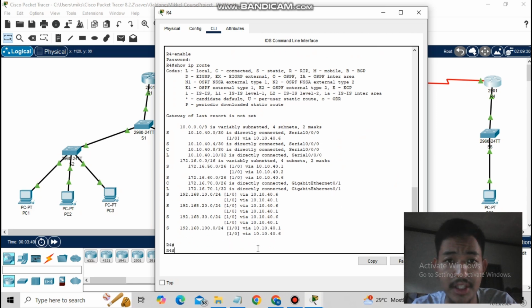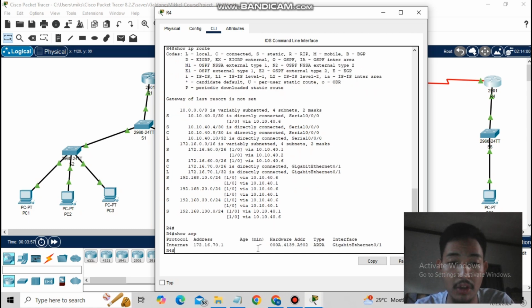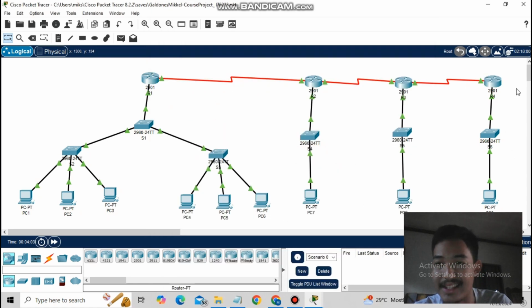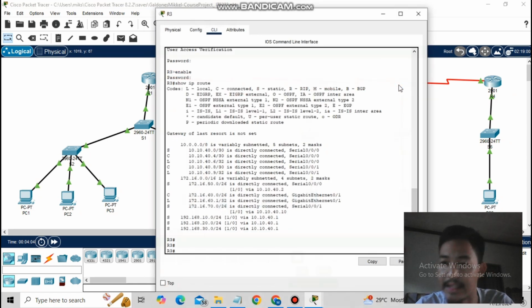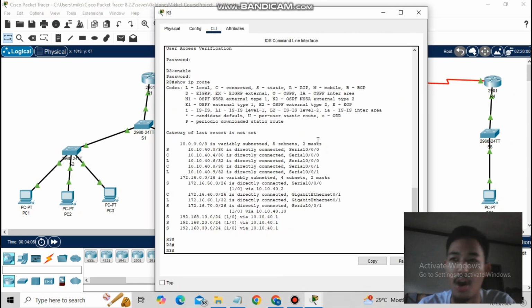Another way of checking if our routes are configured or our hosts are reachable is to do the show ARP command. And as we can see over here, this is the gateway to our PC9, which is connected to R4. And I did that show ARP command on router 4. So that means that our connection between router 4 and PC9 through switch 6 is good.